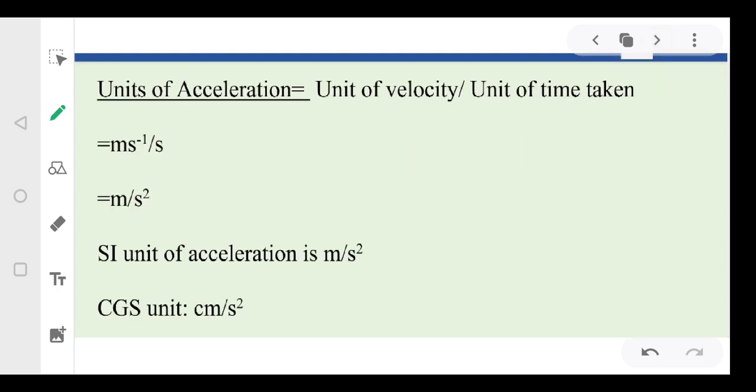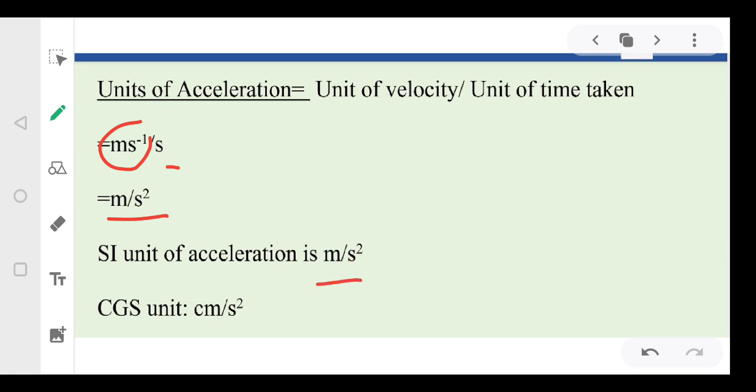Next, how will we find out the unit of acceleration? Once you know the formula of any physical quantity, you can very easily find out its units. So unit of acceleration will be unit of velocity divided by unit of time taken. As we have already studied, the unit of velocity is meter per second and unit of time taken is second. So in the numerator you have meter and in the denominator you have second multiplied by second. So the unit of acceleration becomes meter per second square. This is the SI unit of acceleration.